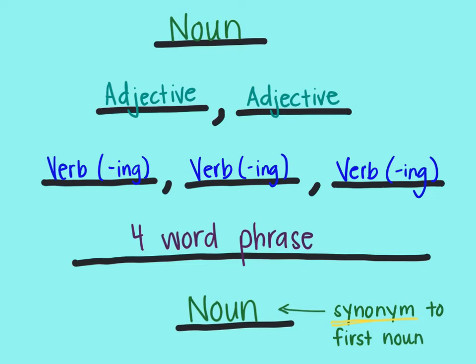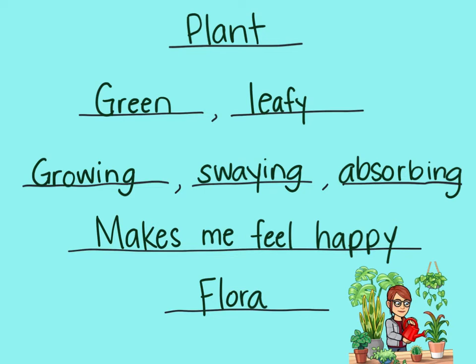All right, let's look at an example of this to try to understand it more. I wrote my own cinquain poem all about plants because I was inspired by science class. All right, I'm going to first read the poem and then I'll talk about it. Plant, green, leafy, growing, swaying, absorbing, makes me feel happy.